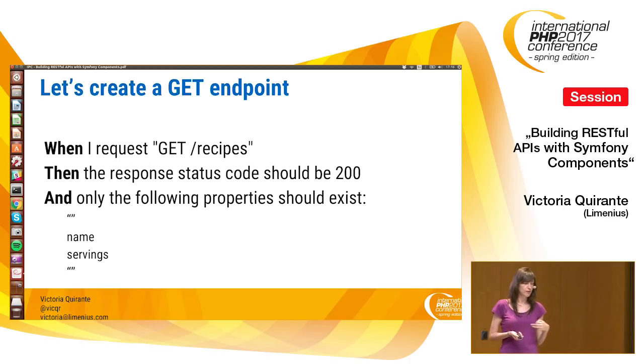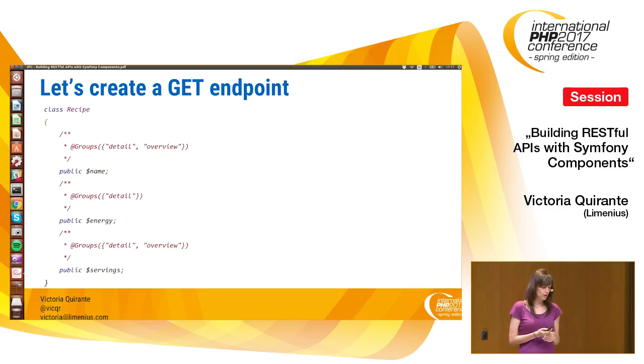Imagine that we want to create an endpoint, a GET, that returns the recipes, but only with these two properties, name and servings. For doing that, we are going to use this groups annotation, and all the properties are going to have the group detail, but only the ones that we want have the group overview.